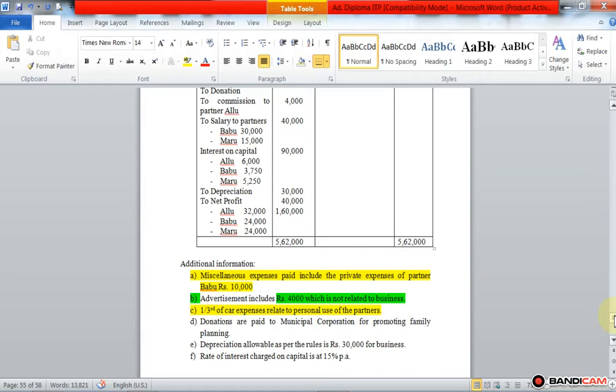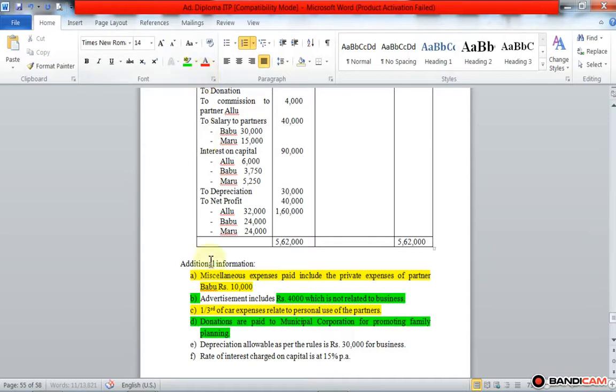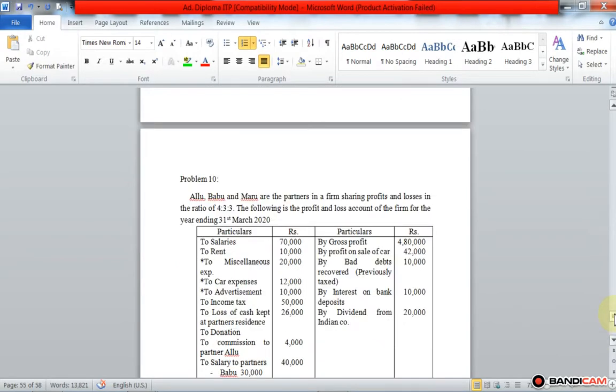Okay, then the next adjustment, donation. Donation given to any institution or any charity is disallowed expenditure. Got it? So all donations are disallowed. Then depreciation is allowable as per the income tax rule amounting to rupees 30,000. So allowable depreciation is rupees 30,000 as per income tax rule.